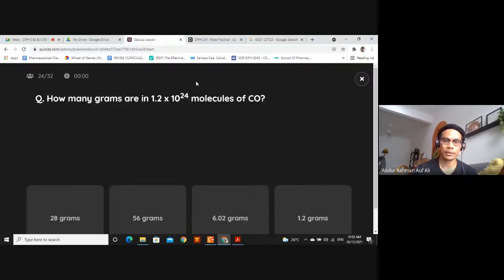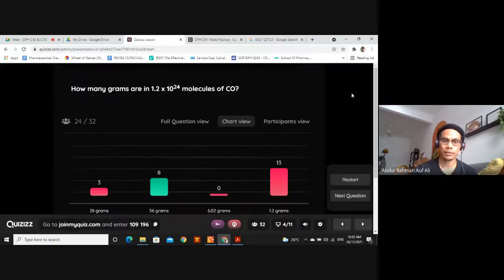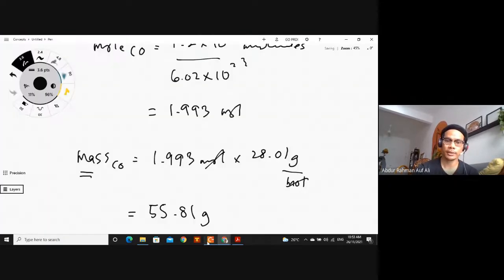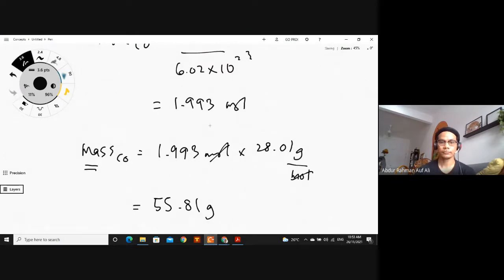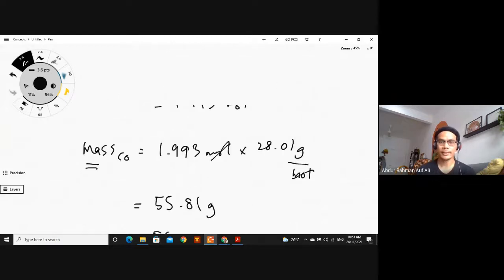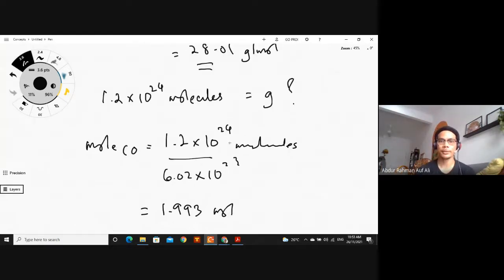Betul ataupun tidak? Oh, 56 dia bundarkan. Okay. So dia bundarkan jadi 56 gram. Okay. So the key here is saya nak kamu nampak the relationship here kat sini.